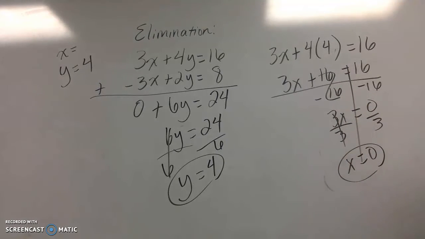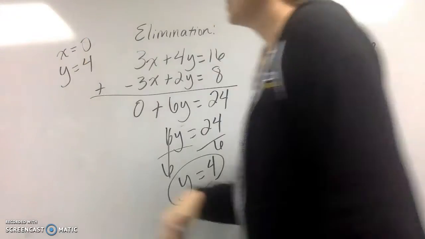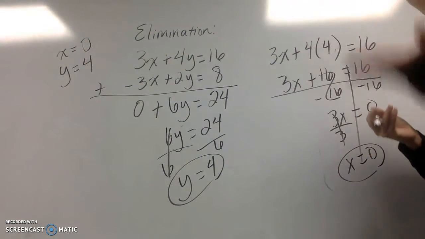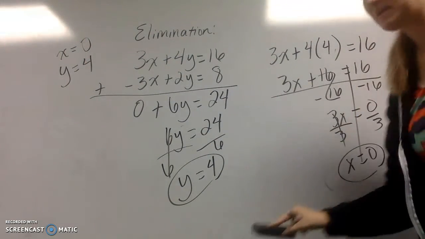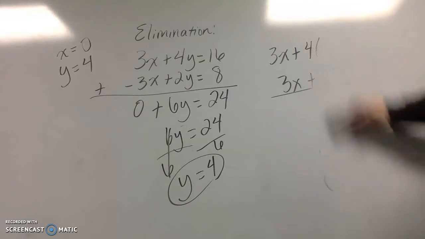x equals 0. So my final answer is x equals 0, y equals 4. I plug back into the other one to check, which I'm not going to do in the video for time's sake. Okay.